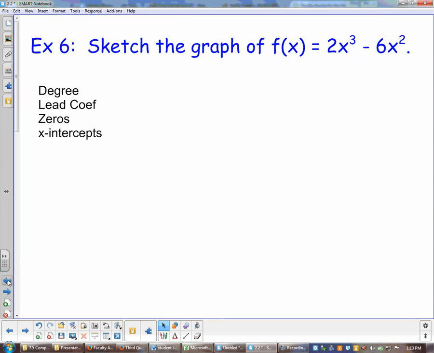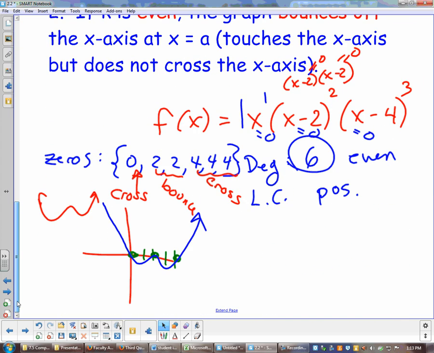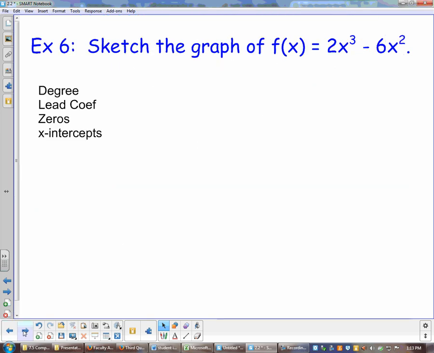So, like, how do you know if it would cross or bounce, like, based on that? So if the exponent here is even, it's going to bounce. And that's because we've got an even number, right? We can see the even number of zeros. And if the exponent here is odd, that zero shows up an odd number of times, it's going to cross. Okay.